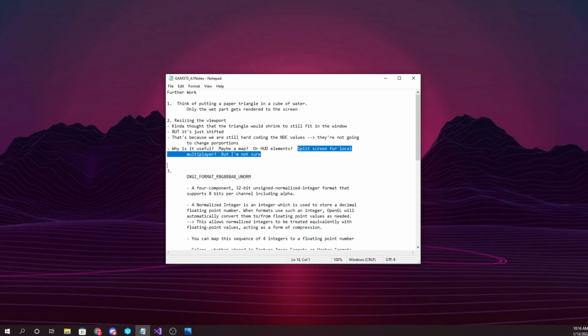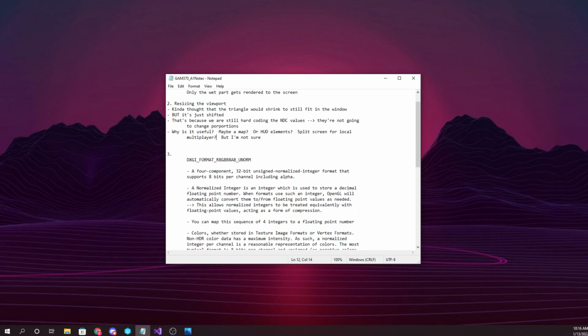And then another thing I thought of was a split screen. So if you had local multiplayer, 2 people playing on the same screen, maybe for the player 2 rendering pipeline, you would shift so that it only renders starting on the one half of the screen. So those are some ideas that I had.